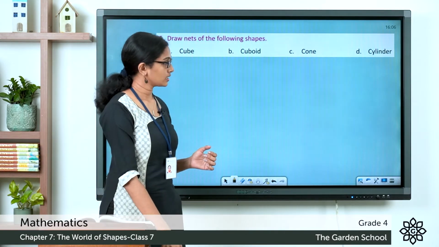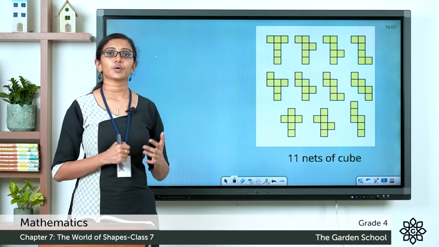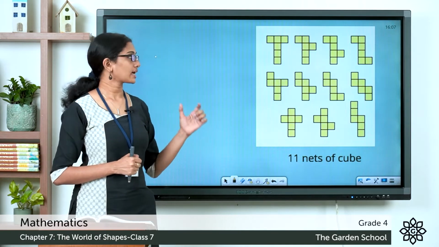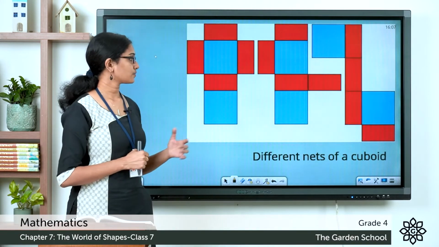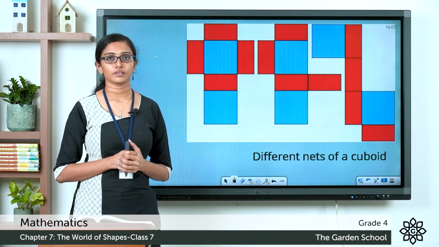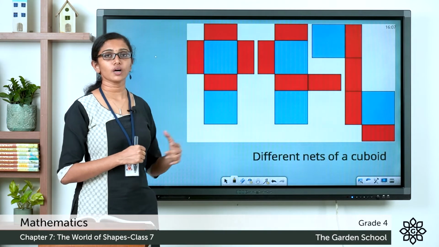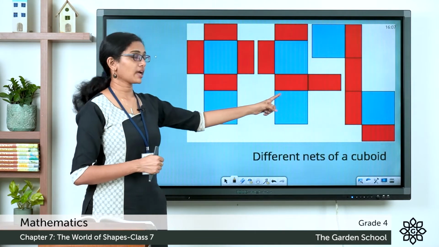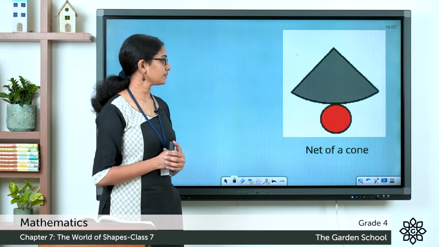Let's see the first one, cube. For a cube, there are a total of 11 nets possible. And you can see the different nets of a cube. You can draw these nets in your notebook. Now, let's see the nets of a cuboid. I'm just showing here a few of the nets of a cuboid. You can draw more nets for the cuboid. These are just 3 of the possible nets of a cuboid. Here you have one net, here you have the next, and here you have another net.